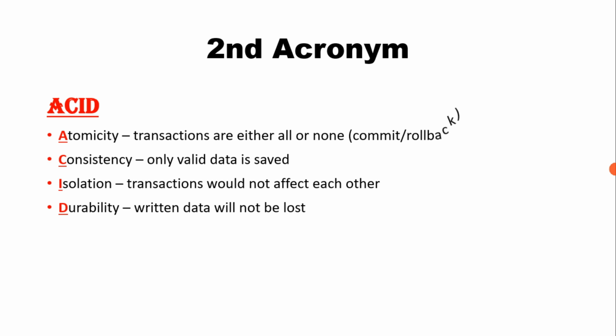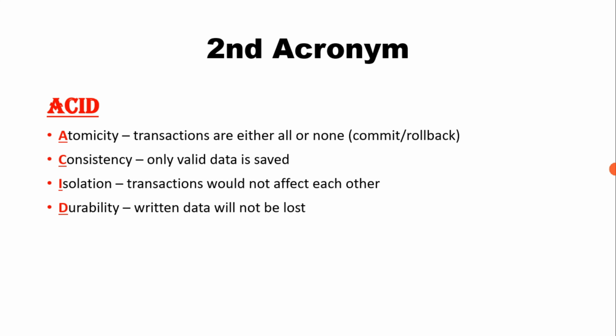Atomicity means that transactions are either all or none, commit or roll back. Consistency means that only valid data is saved into our database. Isolation means transactions would not affect each other. Durability means that the written data will not be lost.